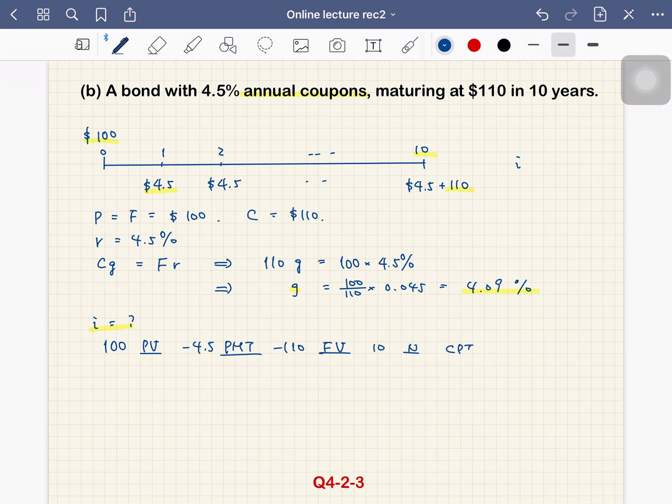Then compute IY. Then you get I is equal to 6.36%. So this is much higher than 4.5% or 4.09%. Why? Because this $100 becomes $110, so we have some additional interest on top of the 4.5% coupons. Okay, so this is example B.